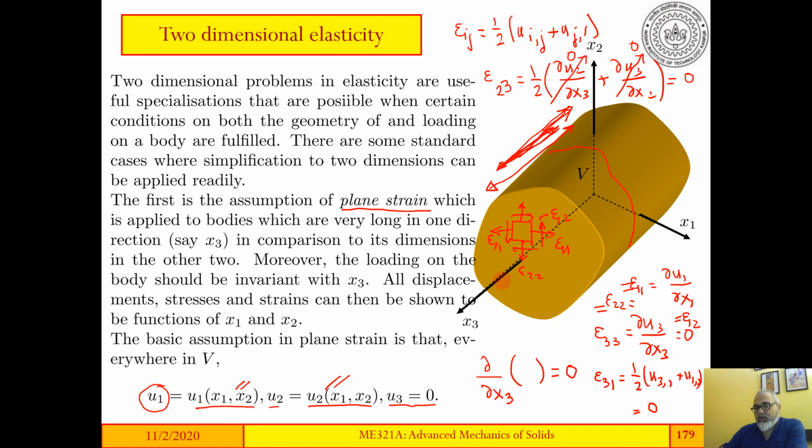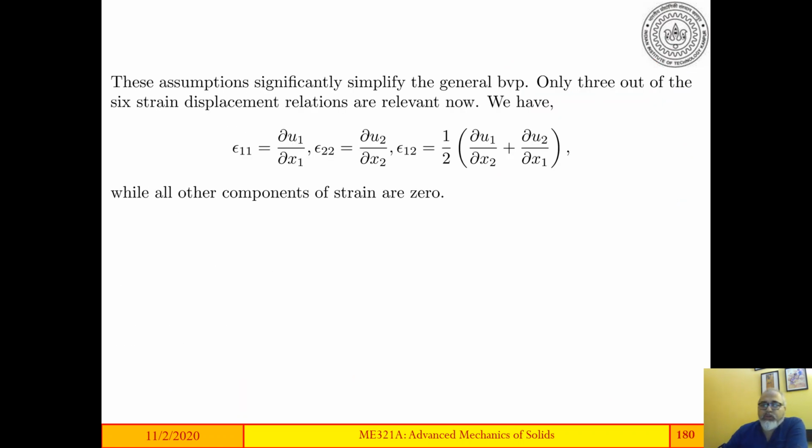All this I can draw only on the x1 x2 plane, hence the name plane strain. All the strain components can be drawn on the x1 x2 plane when x3 is the long axis. This is the first simplification. The six strain displacement relations reduce to just three in epsilon 11, epsilon 22, and epsilon 12. The rest of the strain components are equal to 0. So these are the only non-zero strain components: 11, 22, and 12.